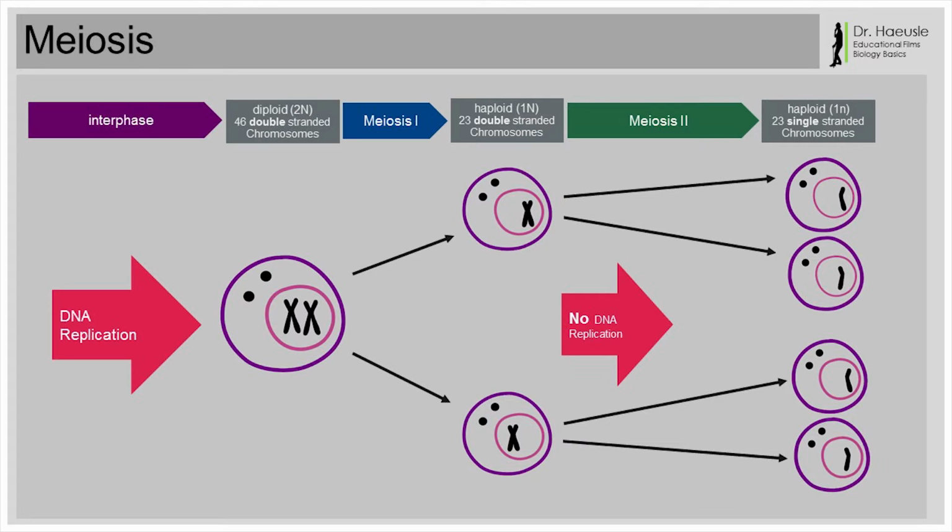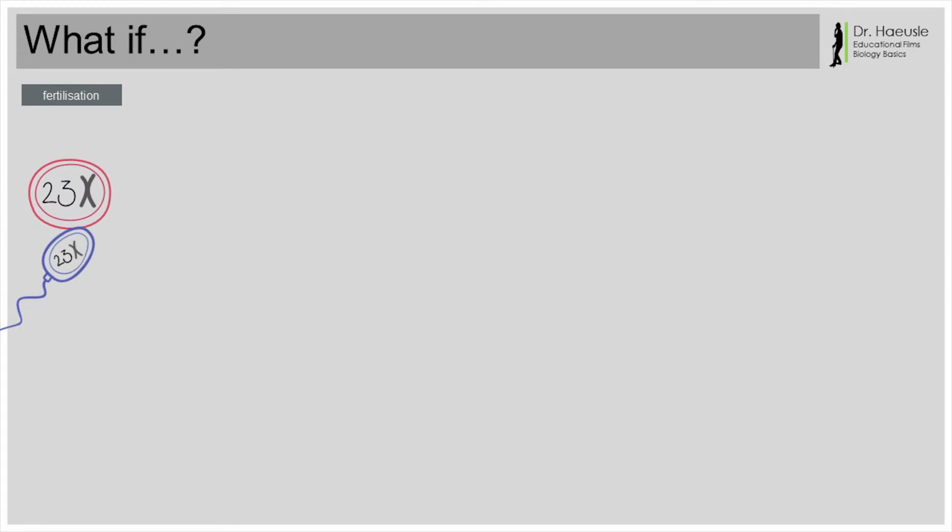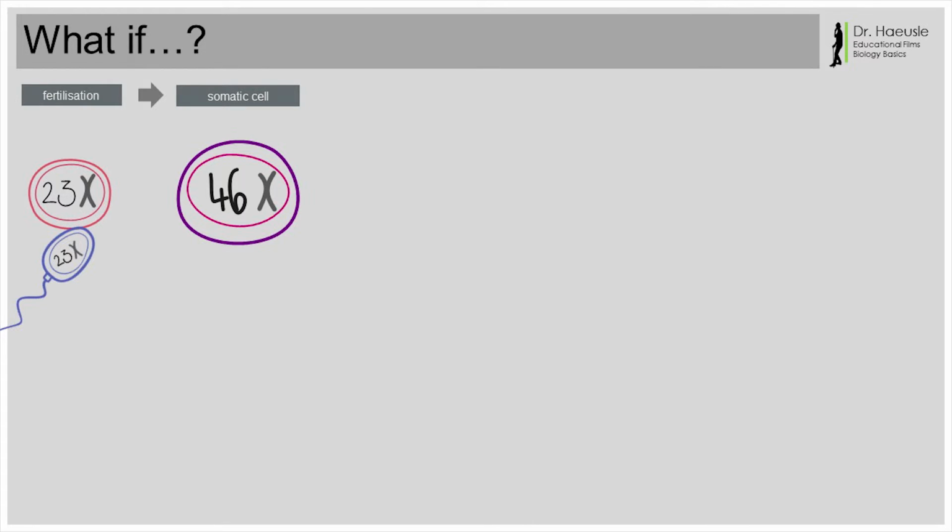And why is this second division even necessary? Let's imagine meiosis ends after meiosis 1. In that case, the gametes would contain 23 double-stranded chromosomes instead of 23 single-stranded chromosomes. If 2 of these gametes fused, the resulting cell would have 46 double-stranded chromosomes. But a somatic cell of a healthy human being can only contain 46 single-stranded chromosomes before DNA replication.